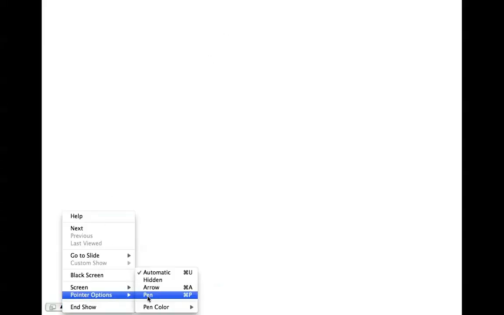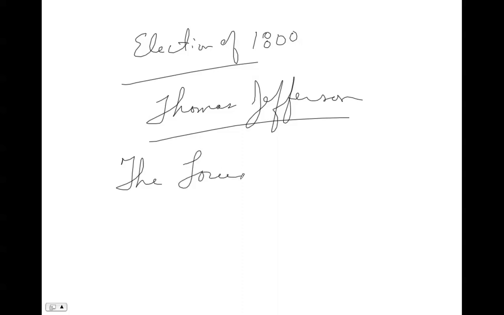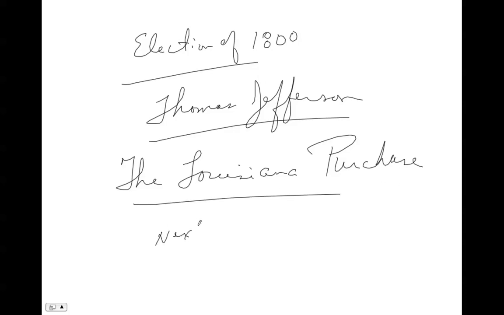Now, Adams did not win the election of 1800. Thomas Jefferson did, and Jefferson served 2 terms. And one of the most important things that Jefferson did during his presidency was the Louisiana Purchase. And we will talk about the Louisiana Purchase in our next lecture.